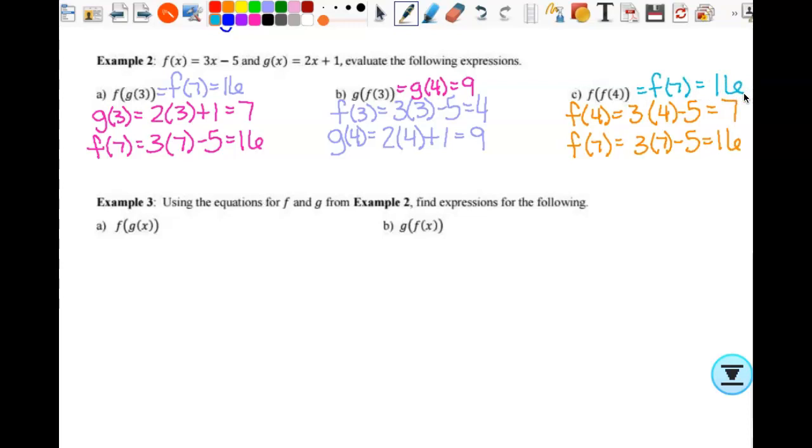We get 16 in the end? Yes, we good? Okay, perfect. Any questions? All right. F of g of x. Go ahead and find that one.